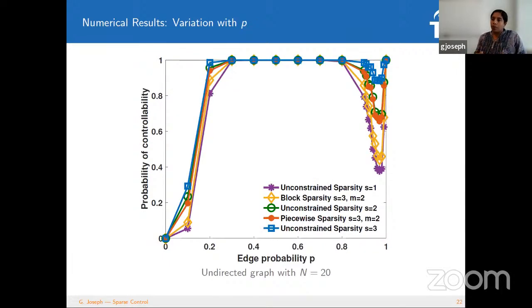And if you plot the probability of controllability versus the edge probability p, we can see that when p is equal to 0, the actual probability of controllability is 0. So is the bound. And as you increase p, your bound increases. It comes down and then goes up. So our bound doesn't really capture the last part, where the bound actually goes down and then comes back. So as p goes to 1, the bound doesn't hold. But when p goes to 1, the probability of controllability is actually going to 1.